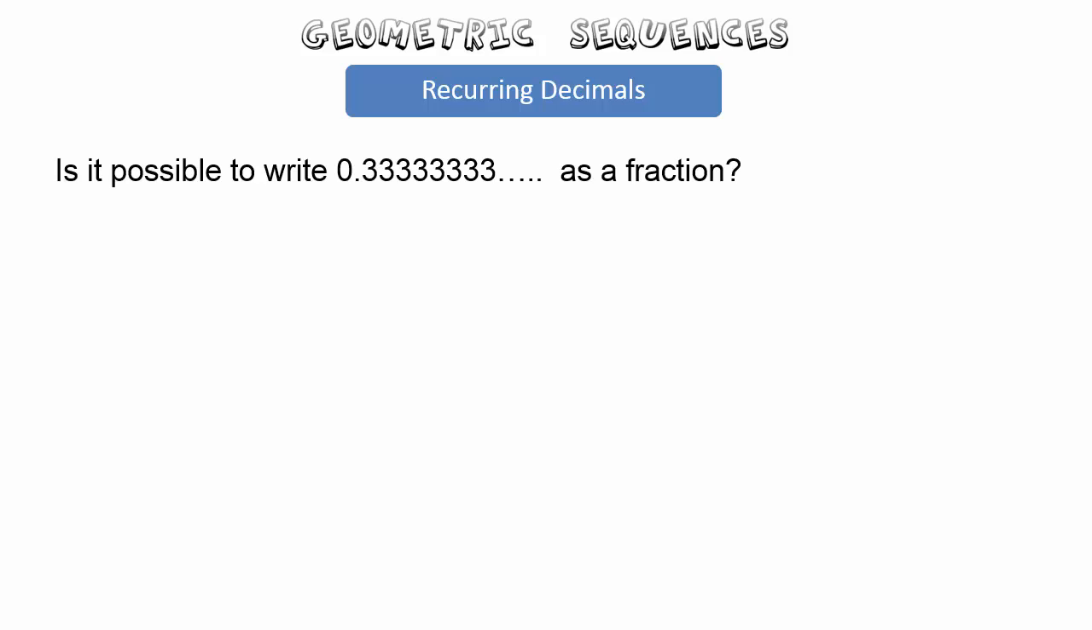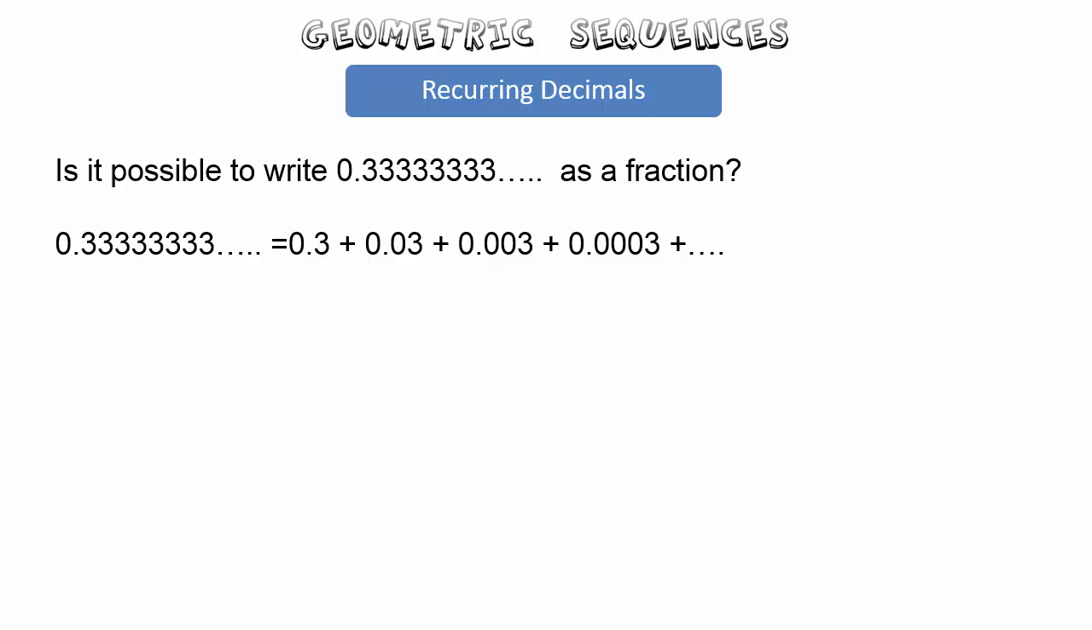Recurring decimals, what are they? A recurring decimal is a decimal that has a recurring number of digits that go on basically forever, like the example that you can see, 0.333333, and so on. Can we write recurring decimals as fractions? Yes, we can. We can split it up to create an infinite geometric series. 0.3 plus 0.03 plus, and so on. And then we can apply our infinite sum formula.